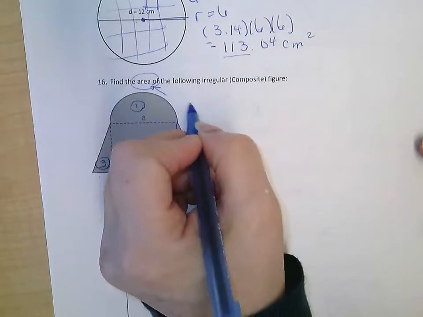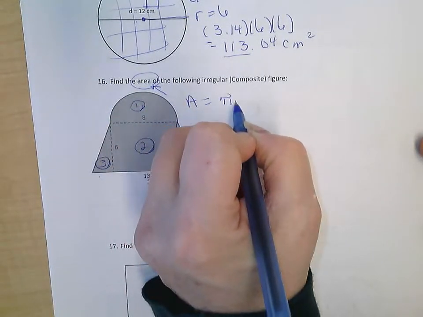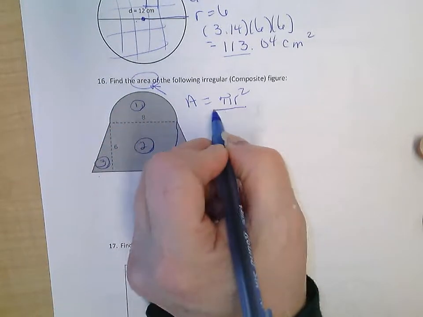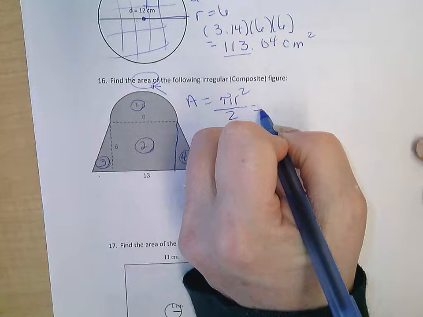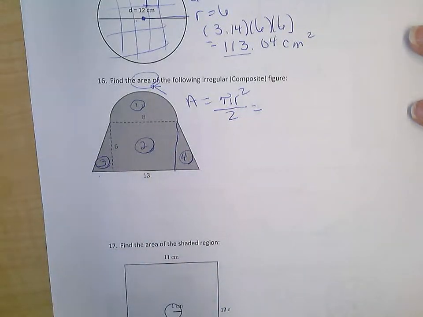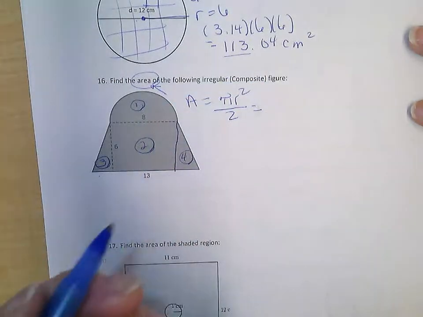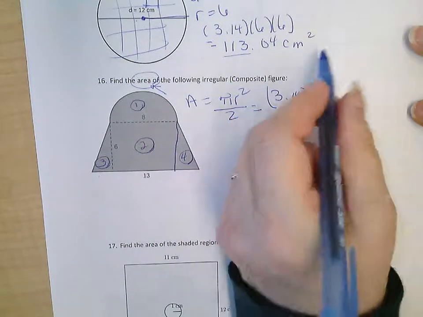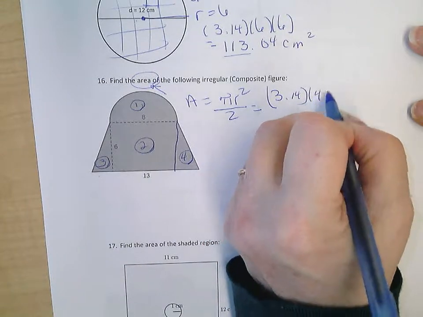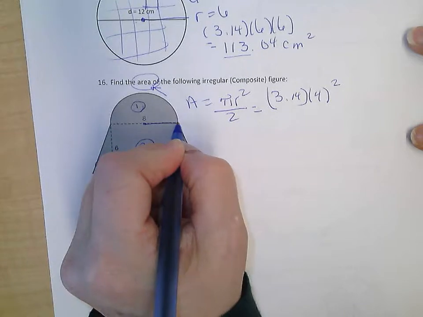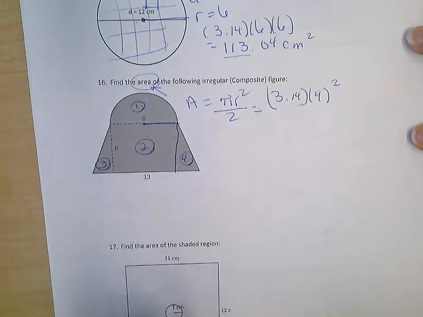So we're talking about area. So area equals pi r squared, but we don't have a full circle here. We have a half a circle. So we have to divide it by 2. So this is equal to 3.14 times 4 squared. If this is 8 the whole way across, from the center back is also 4.